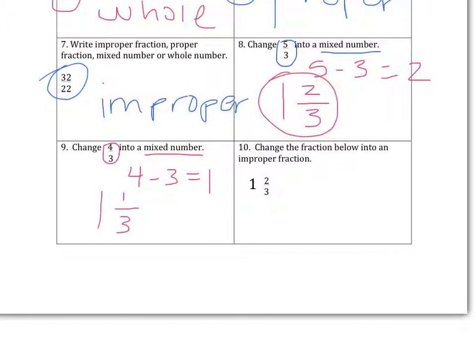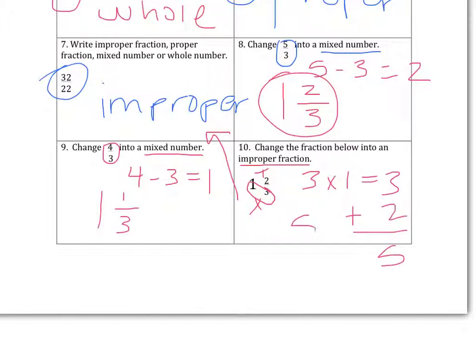Number 10, this one says change the fraction below into an improper fraction. Remember, our improper fraction looks like this. Okay, the bigger number will be on top. So we say 3 times 1 is 3 plus 2. First you multiply, then you add. 3 times 1 is 3. And then we add our numerator, which gives us 5. 5 now becomes our numerator, and 3 becomes our denominator. As always, the bottom number stays the same.